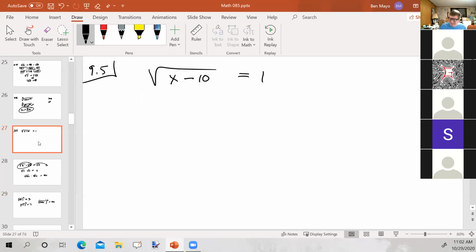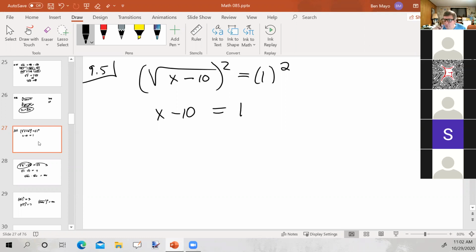Okay, now let's go back to this problem. Here's what we're going to do. To get rid of the radical, we are going to square both entire sides. Okay? Now let's see if you got what we just spent the last couple minutes on. What does that give me on the left side of the equation? X minus 10. We have victory. And what's 1 squared? 1. All right. So by squaring both sides, we got rid of the radical.